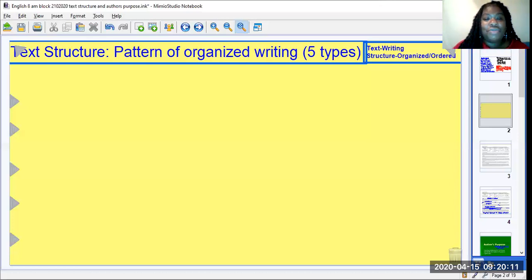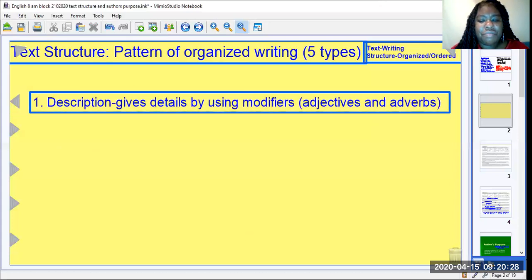Okay, so now I am going to go through each one of those in detailed form. Okay, so the first one is description. Description is self-explanatory. It gives details by using modifiers. Now you have to remember a modifier is something that describes people, places, things, how they move, when they move. So in essence, you're going to see a lot of adjectives and adverbs.